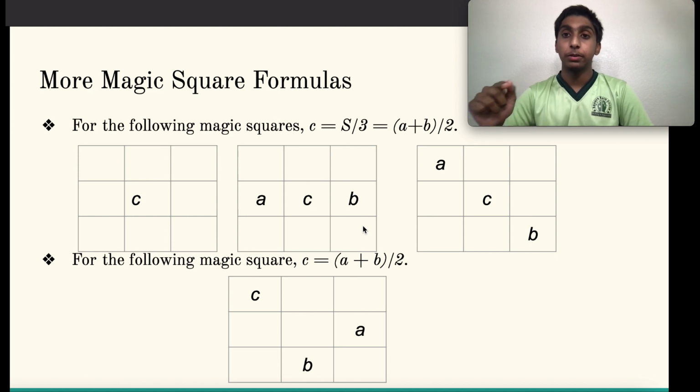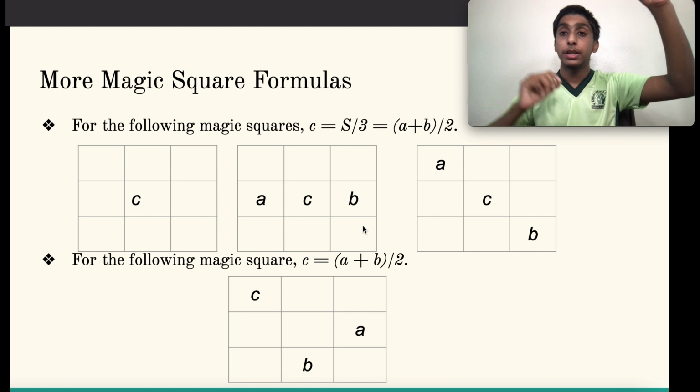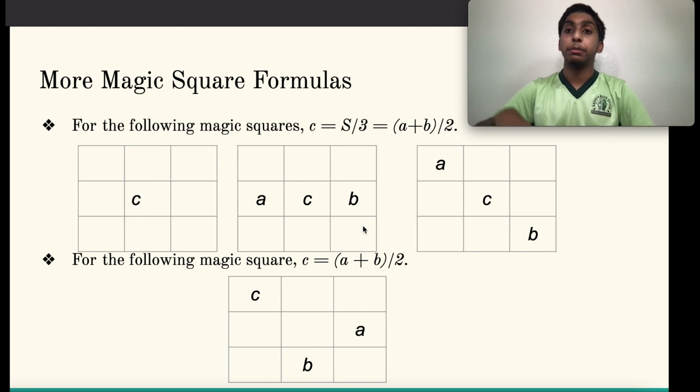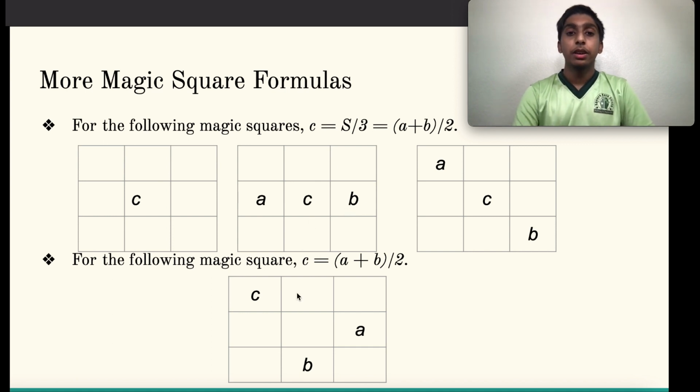It has to be A, B, and C in the middle, or A on the top, B on the bottom, and C in the middle of them on a diagonal row. So it has to satisfy one of these following formats. And you can also use the same formula, C is equal to (A plus B) over 2, if it looks like this: C in the top left, A in the middle on the right, and at the bottom, B in the center. So for this format also, you can use C is equal to (A plus B) over 2.